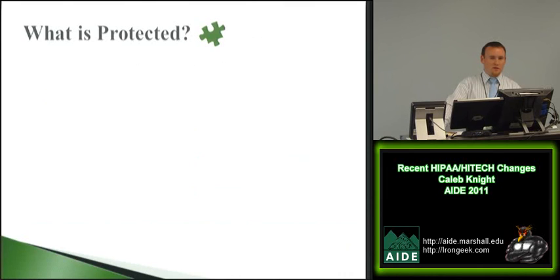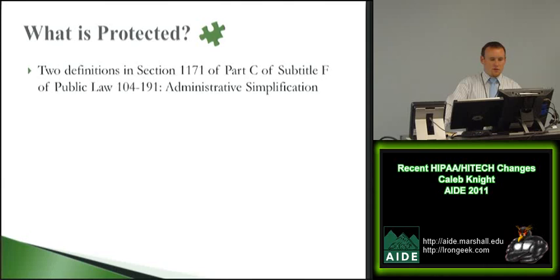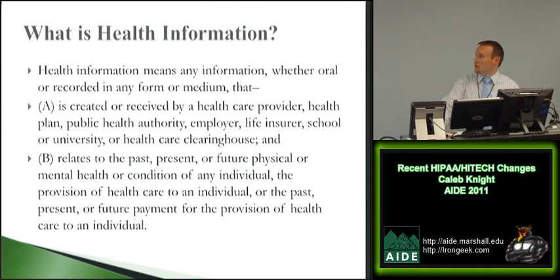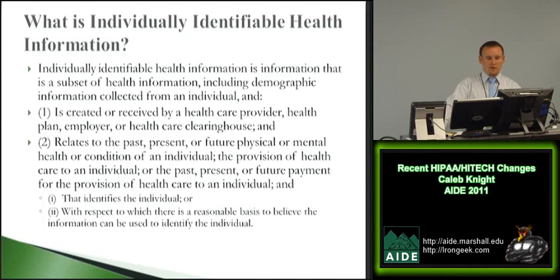So what type of information is protected under HIPAA? There are two definitions that are important under the part of the law titled Administrative Simplification. The first is health information, and the second is individually identifiable health information. I've got the definition of health information there for you. It basically means anything that's created or received by a provider that is health information. The second definition, individually identifiable health information, is basically what makes it protected. You're taking the health information and adding the fact that it identifies you.